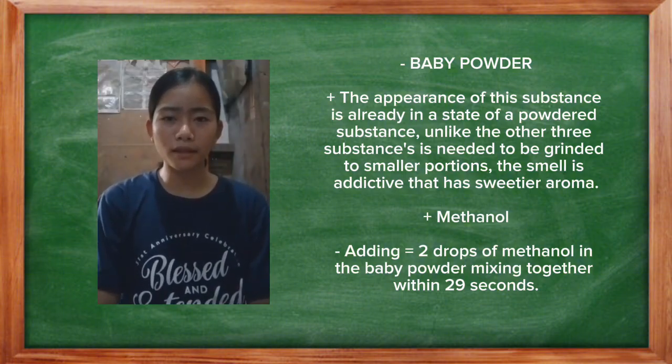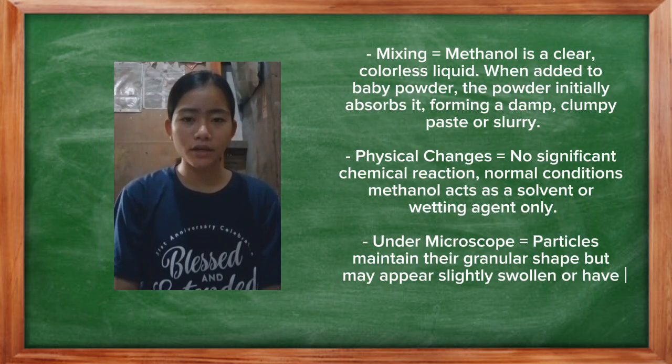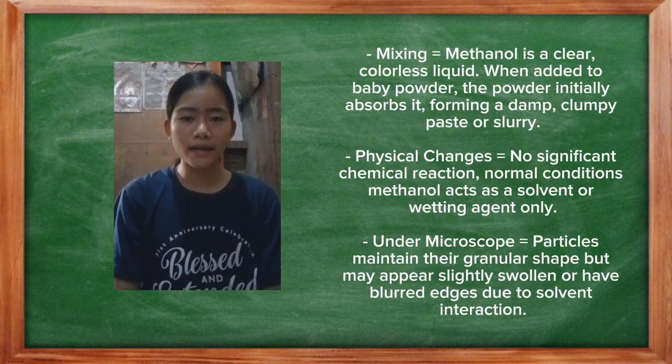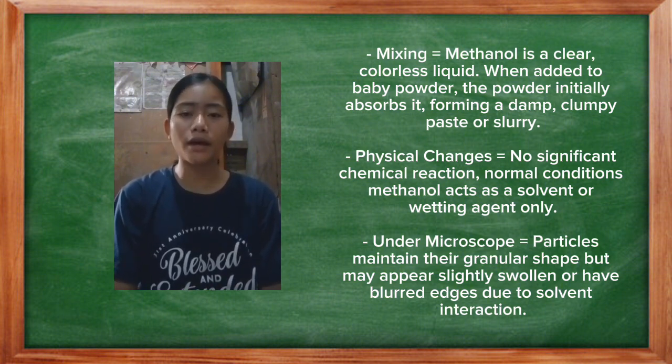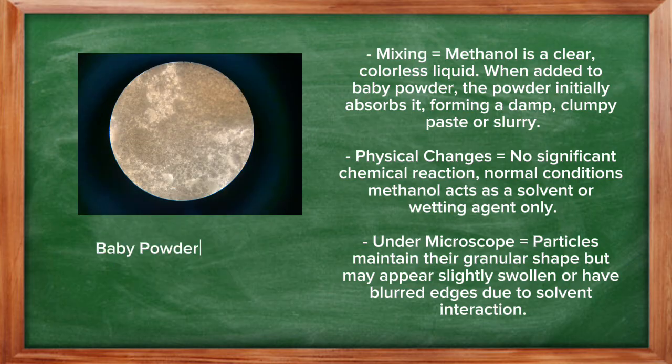Baby powder under methanol. Adding 2 drops of methanol in the baby powder, mixing together within 29 seconds. Methanol is a clear, colorless liquid. When added to baby powder, the powder initially absorbs it, forming a damp, clumpy paste or slurry. Physical change. No significant chemical reaction. Under normal conditions, methanol acts as a solvent or wetting agent only.